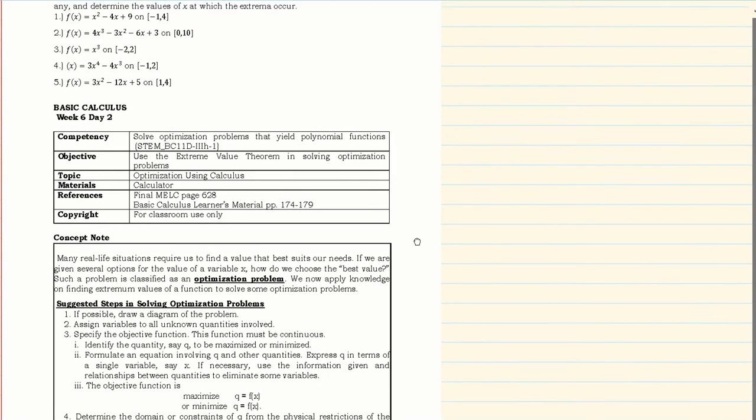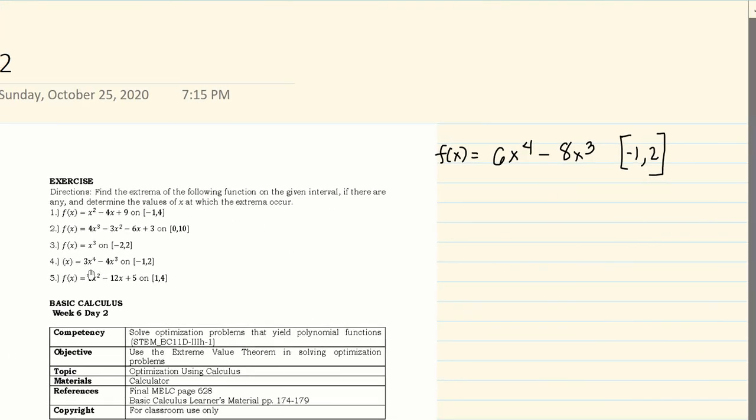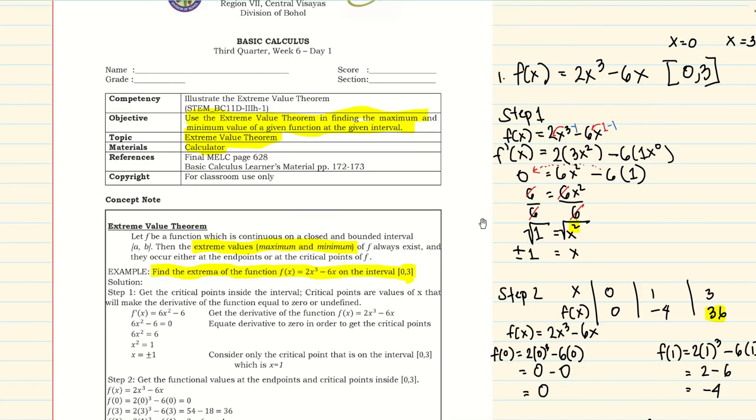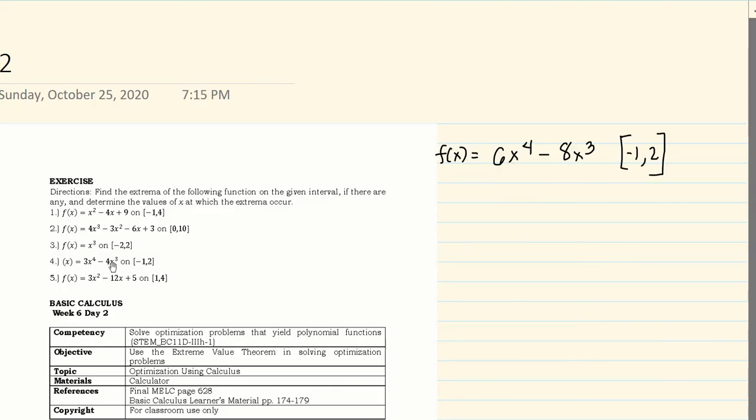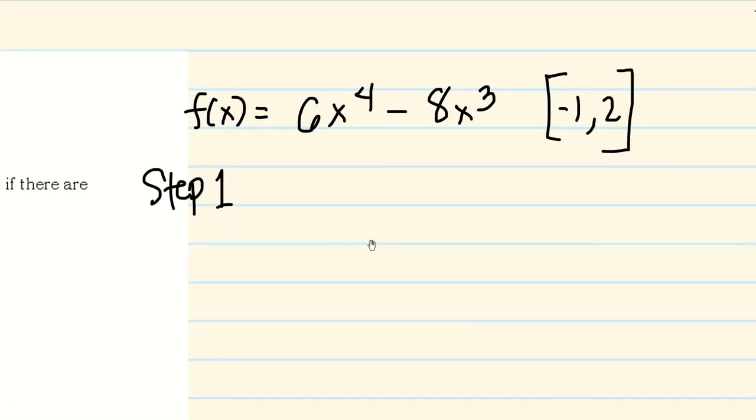As we have here, these are the exercises. Our example was x to the power of 3, and we also have an example with x to the power of 4. So step 1, this is another example. Let's zoom in here. Step 1, we're gonna copy the function, 6x to the fourth minus 8x cubed, and then we derive it.